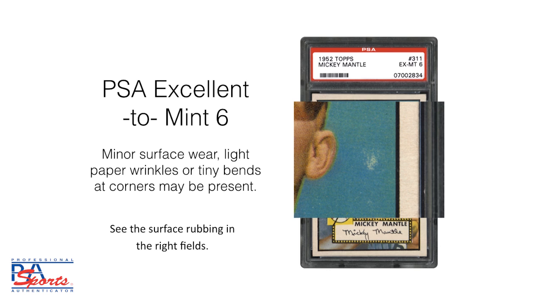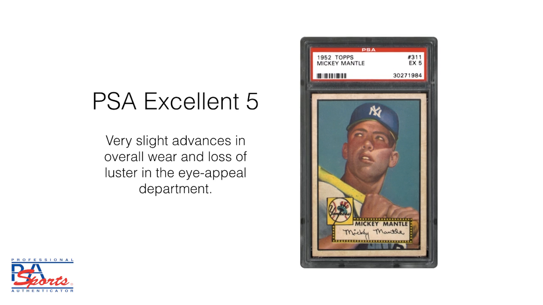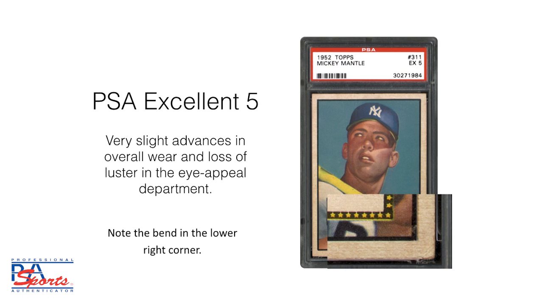Here's a PSA 5 52 Mantle. Now you're starting to see more advancement in loss of eye appeal. Now on this particular card, if we blow up that bottom right corner, you could also see a slight crease or bend in that bottom right, in addition to other defects on the card, but you can clearly see the downgrade as it relates to eye appeal on this card versus the 6.